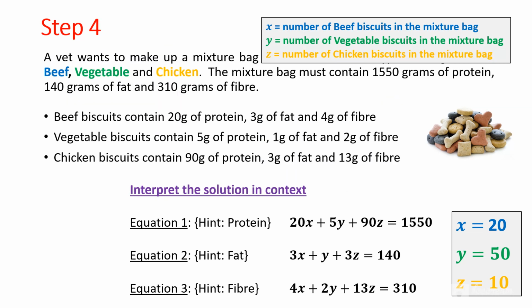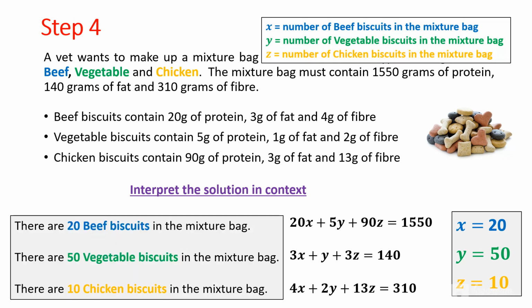So that leaves us with step 4, and that is to interpret the solution in context. Well, all that means is to say a story like there are 20 beef biscuits in the mixture bag, there are 50 vegetable biscuits in the mixture bag, and there are 10 chicken biscuits in the mixture bag.